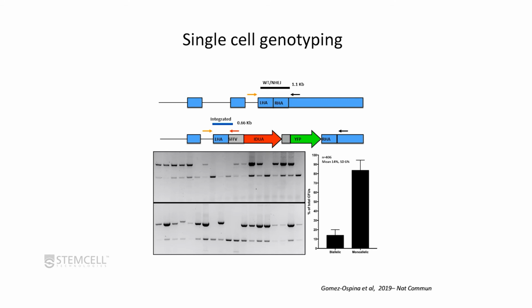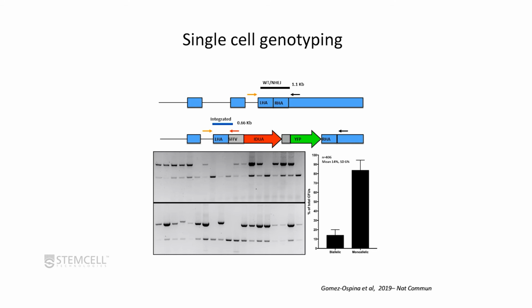Genotyping of colonies derived from single cells, which is something you can do with HSPCs, is a great way to quantify cell modification rates when you don't have a reporter for modification. And also it allows you to quantify rates of mono and biallelic integration. In this particular example, non-integrated alleles are bigger, 1.1 kb, and integrated alleles show a smaller band. So if you have two bands, you're modifying one allele, so monoallelic modification. If you have a single band, you have biallelic modification.